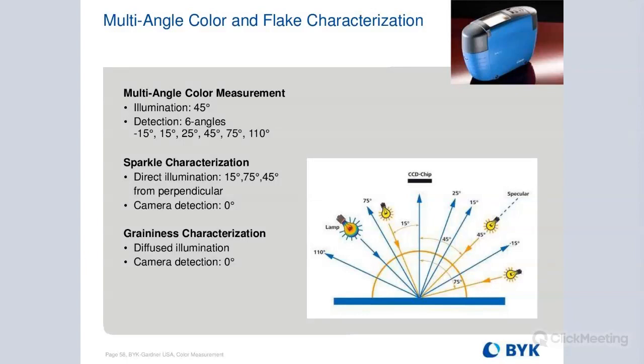The first one, how can measuring metallics help identify what effect pigment is being used? So a lot of times the people who are formulating will pay much more attention to the 15 degree sparkle information as well as the color information to determine what pigments and choices they should use for the different types of effect pigments.